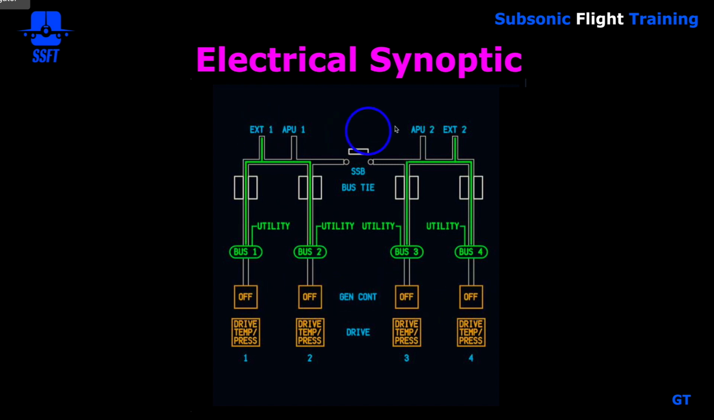However, we do have external 1, we do have external 2. The SSB is open because these are not like power sources. External 1 is powering AC1 and AC2. External 2 is powering AC3 and AC4, and all 4 utility buses are powered. If this were a passenger airplane, it would also show galley buses powered as well. And that's through those ELCUs, those electrical load control units. We'll look more at this in the virtual simulator.